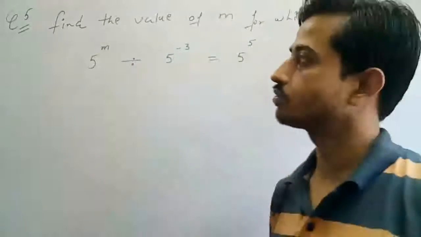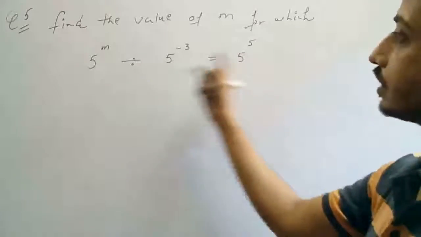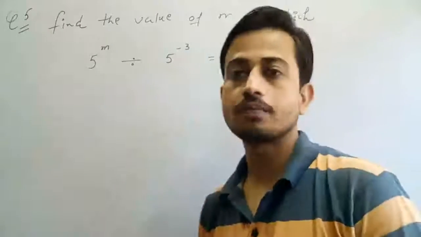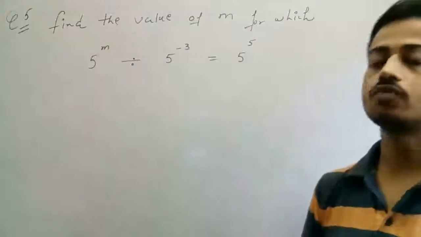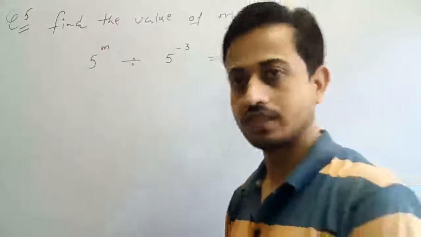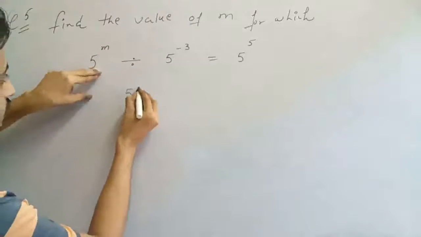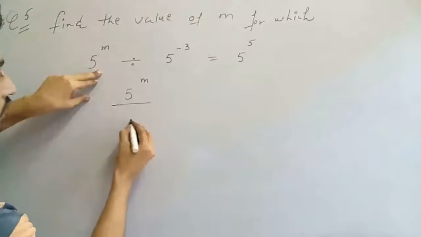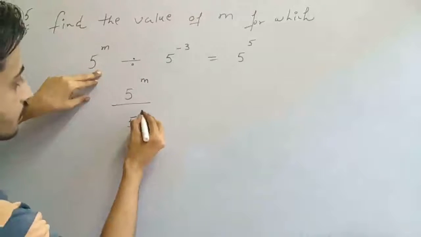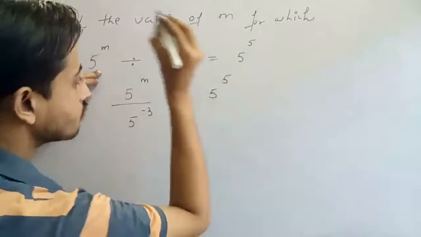Now look at question number 5. Find out the value of m for which 5 raised to the power m divided by 5 raised to the power negative 3 is equal to 5 raised to the power 5. It's very simple. You have to do the same steps. Firstly, I write 5 raised to the power m, divided by 5 raised to the power negative 3, which is equal to 5 raised to the power 5.